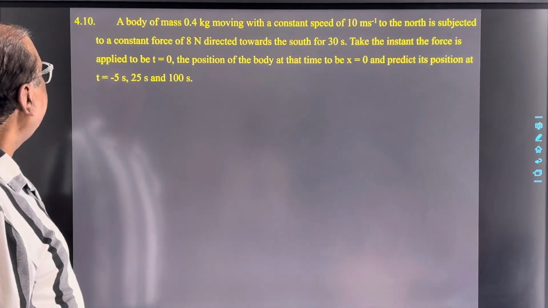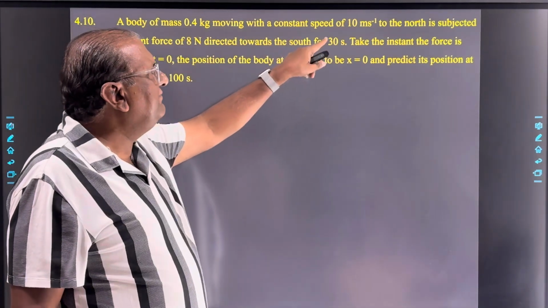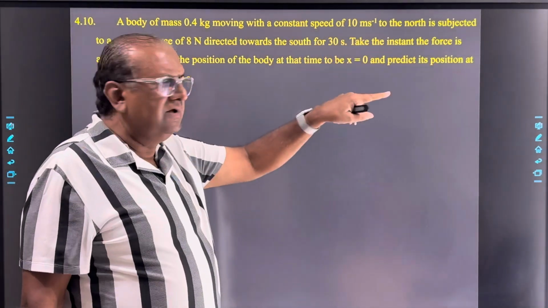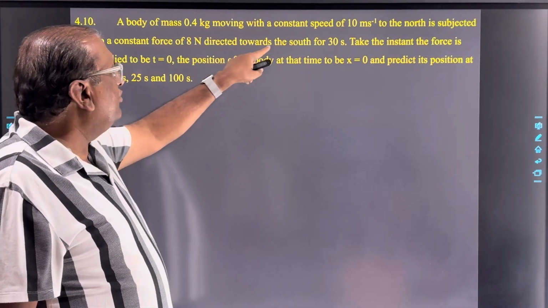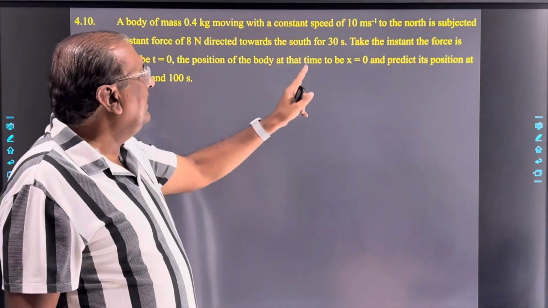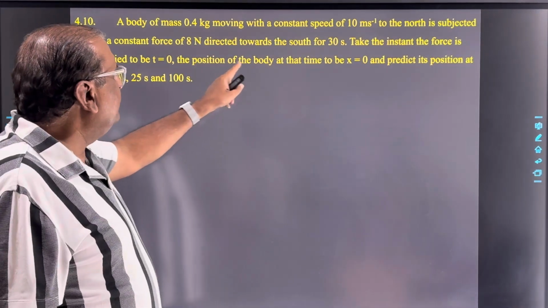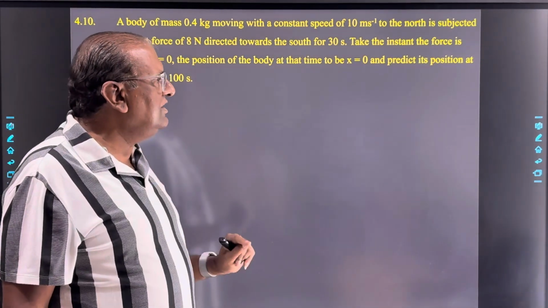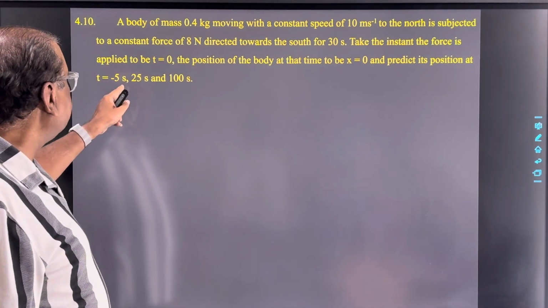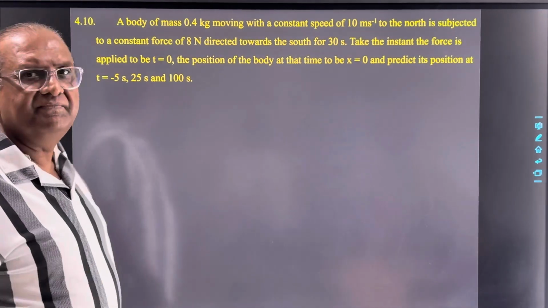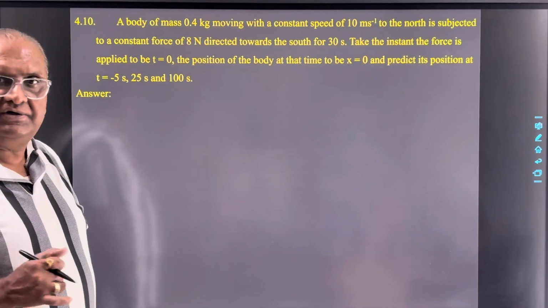Now exercise 4.10. A body of mass 0.4 kilogram moving with a constant speed of 10 meter per second to the north is subjected to a constant force of 8 Newton directed towards the south for 30 seconds. Take the instant the force is applied to be t equal to 0, the position of the body at that time to be x equal to 0, and predict its position at t equal to minus 5 second, 25 second and 100 second. Now see here, first of all understand the situation.